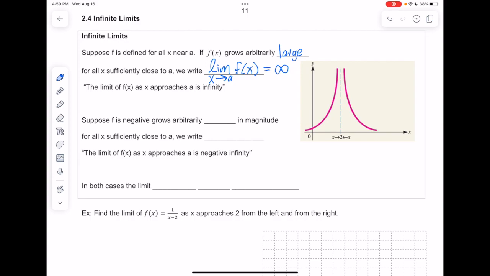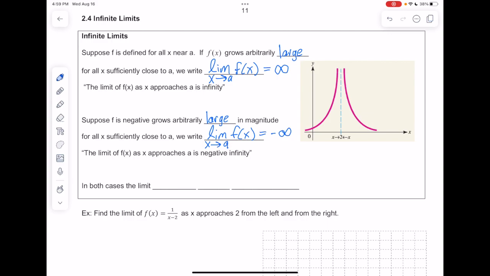And then a similar case, suppose that f is negative instead of positive, but still grows arbitrarily large in magnitude, or in size, for all x sufficiently close to a, then we would write it a little different. We'd write the limit as x approaches a of f of x equals negative infinity. And I just kind of said it as I wrote it down, and you can see below the way we read that out. So the limit of f of x as x approaches a is negative infinity.